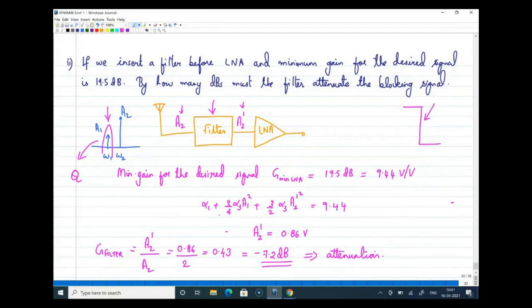That is why even the question says that the minimum gain for the desired signal is 19.5 dB. So even though we are placing a filter, we are making sure that at the output of your LNA, you have a minimum gain of 19.5 dB. I hope it is clear.